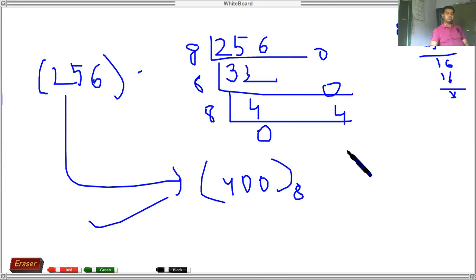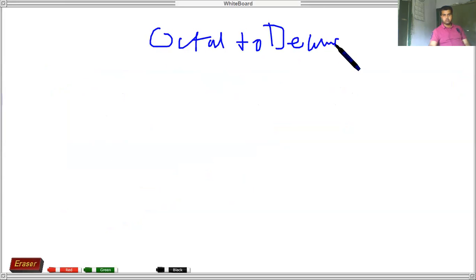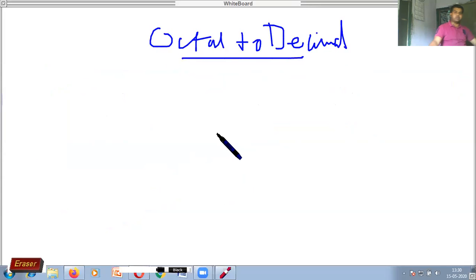Okay, so now you understood this part, how to convert decimal to octal. Okay, now what we will do? We will do the reverse process. This is the last topic of today. Now we will do octal to decimal. Just like you have done binary to decimal, the process is same, only the number will be different. Last question of the day.